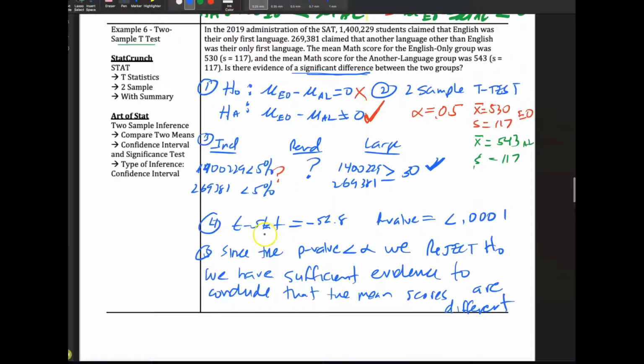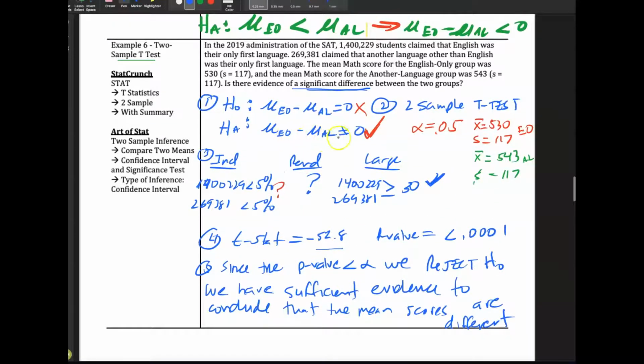But we're going to run it. We're going to see we get a t-stat, very small t-stat, right? Negative. So when we compare the English only to another language, those who speak another language, we see a big difference potentially because of that t-stat, right?